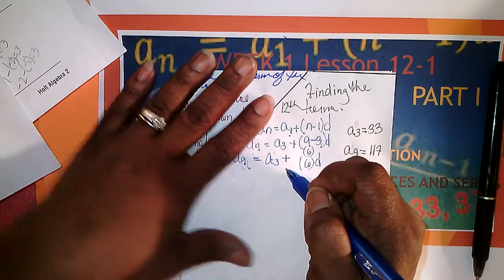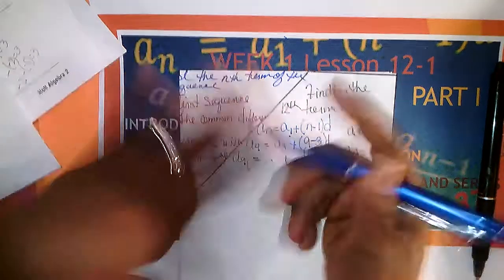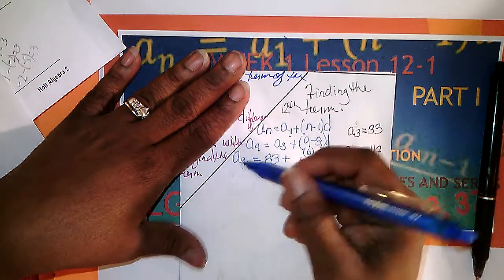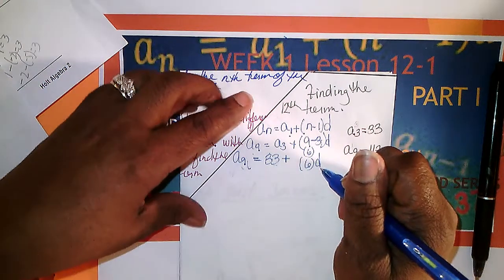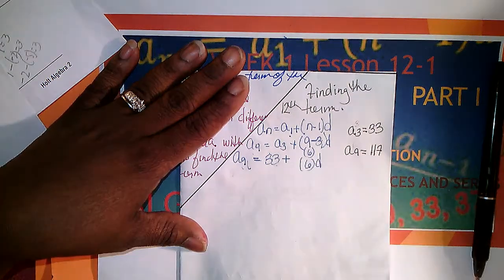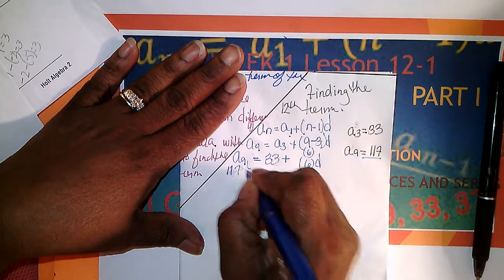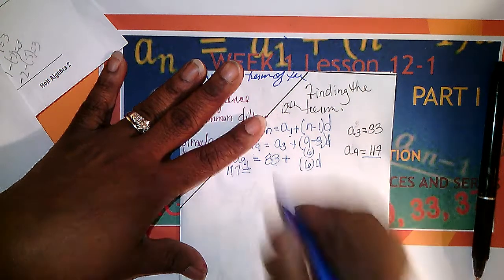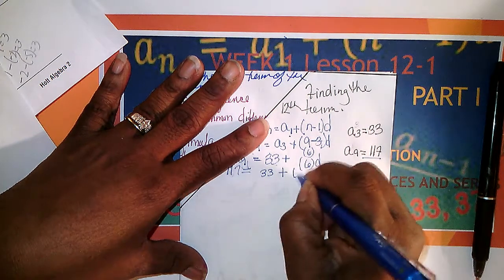And then we said a3 equals 33, so let's go ahead and substitute that in. So now we have a9 equals 33 plus 6d. And we said a9 equals 117, so 117 equals 33 plus 6d.